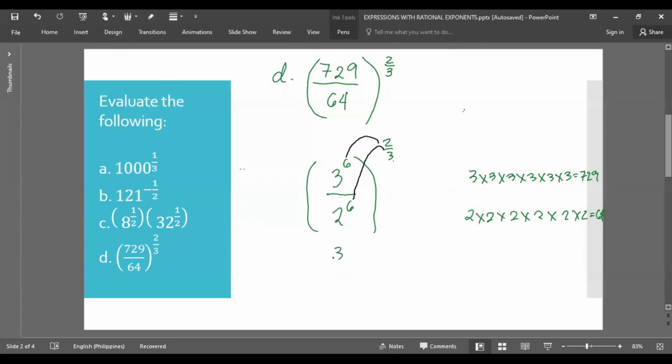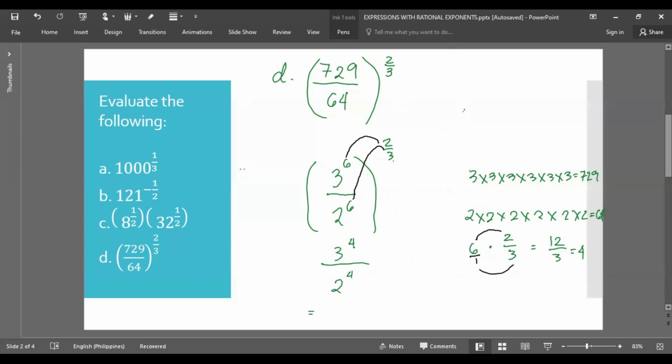So we have 3 raised to 6 times 2/3. 6 times 2 is 12 over the denominator of this is 1. So 1 times 3 is 3. Therefore, the result is 4. So we write here 4. Next, 2 raised to 6 raised to 2/3. So multiply 6 by 2/3. Same with this one. So it's 4. So 2 raised to 4.